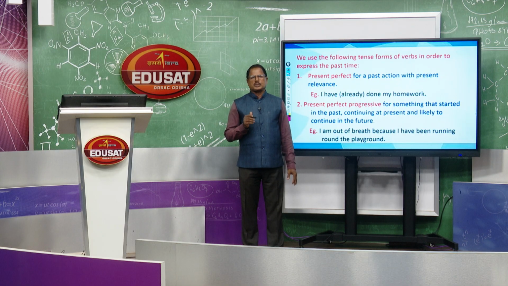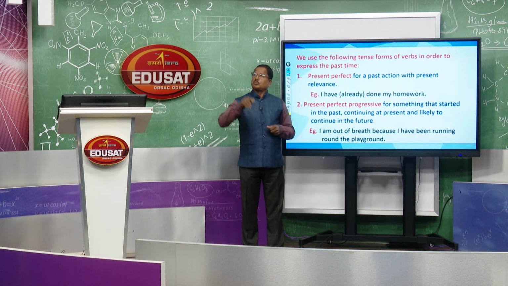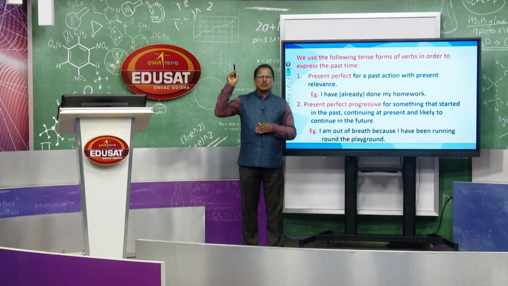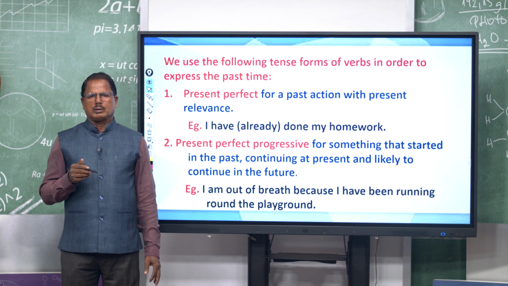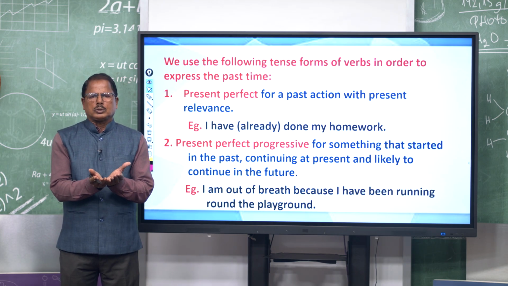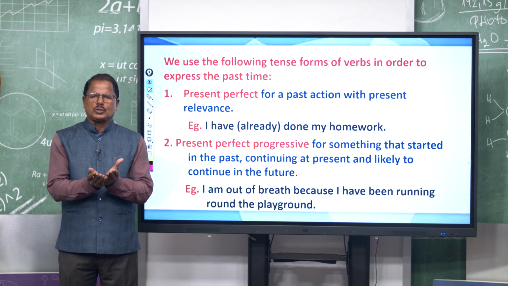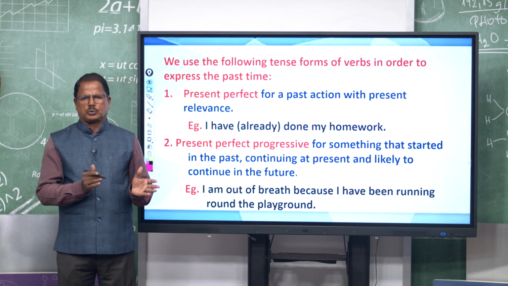Present perfect progressive for something that started in the past, continuing at present and likely to continue in the future. It has started, is going on, and will continue for some time. For example, it has been raining, means the rain started before I spoke, it is still raining, it will continue. So it has been raining for 5 hours. I am out of breath because I have been running round the playground. My hands are muddy because I have been working in the garden. My hands are muddy, meaning there is a result. So I have been working in the garden, I have been working for a long time, right.